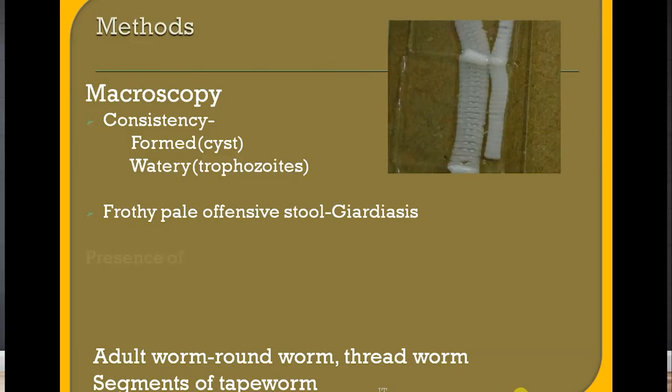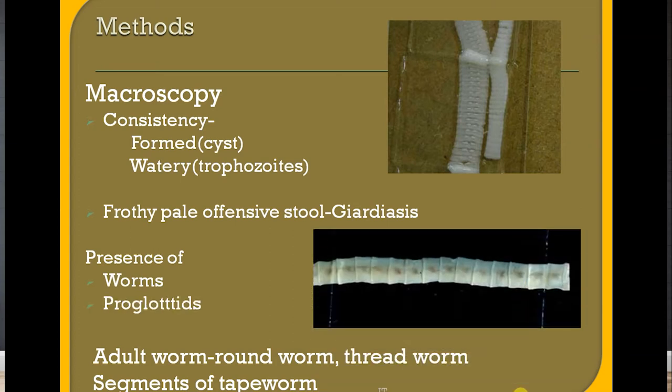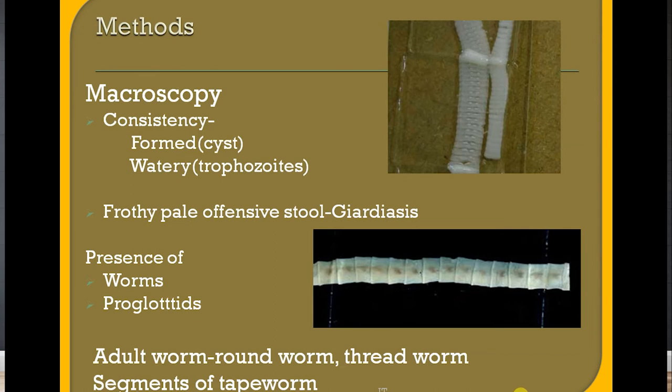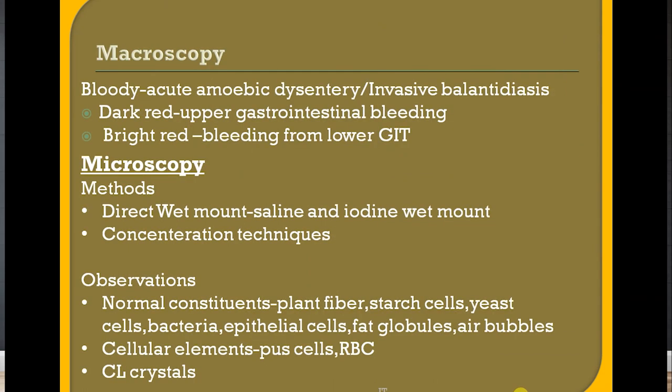Then the presence of worms and proglottids can be detected. For example, roundworm and threadworm, you can detect as the adult worm itself in the stool sample. If it is tapeworm, you can see the segments as you see in the picture. A bloody sample we usually get in acute amoebic dysentery or invasive balantidiasis infection.